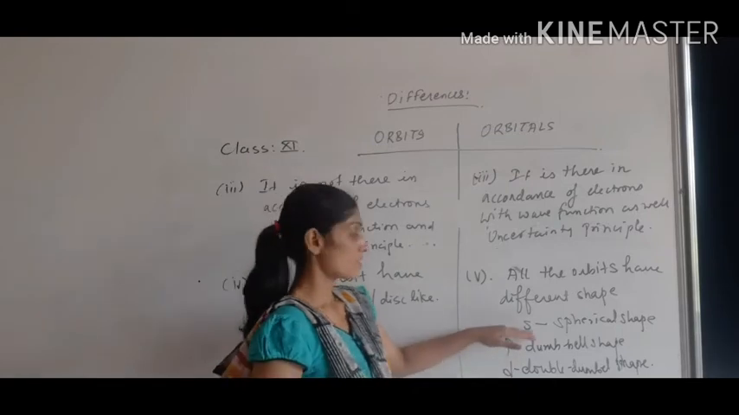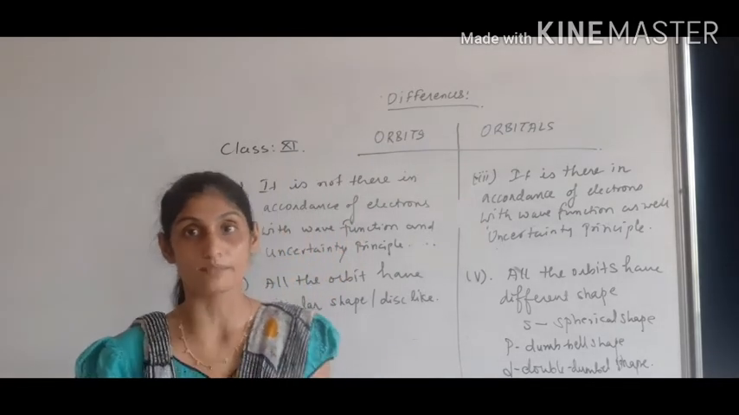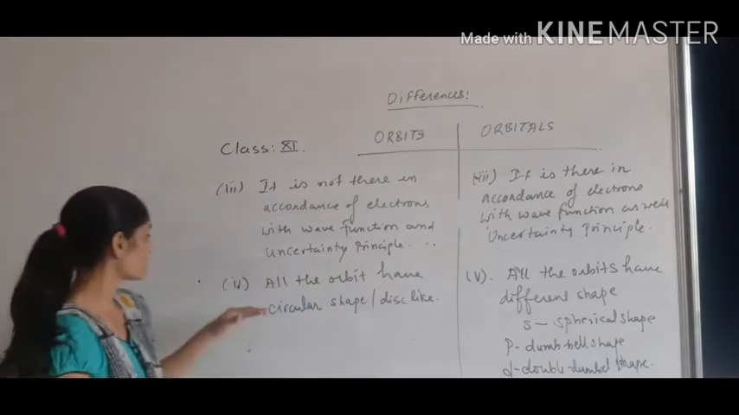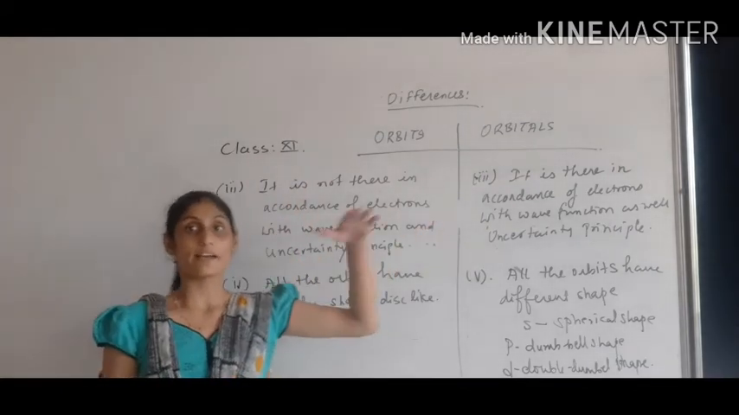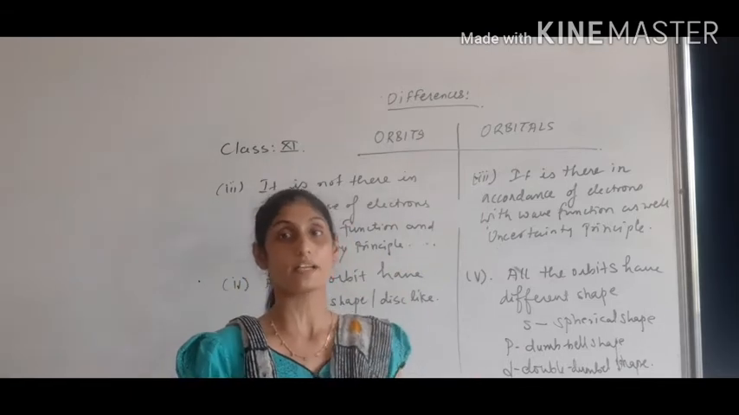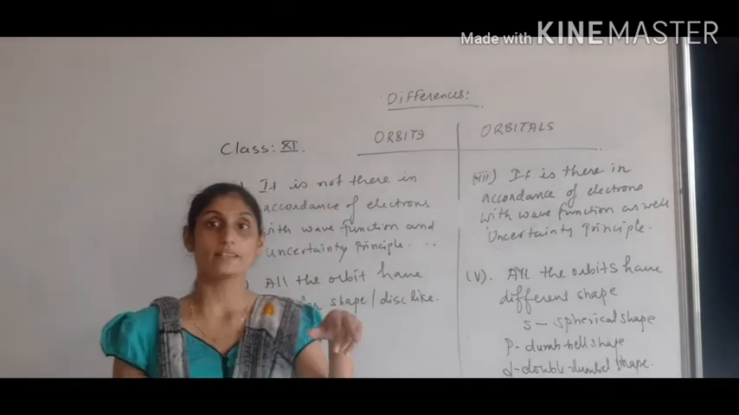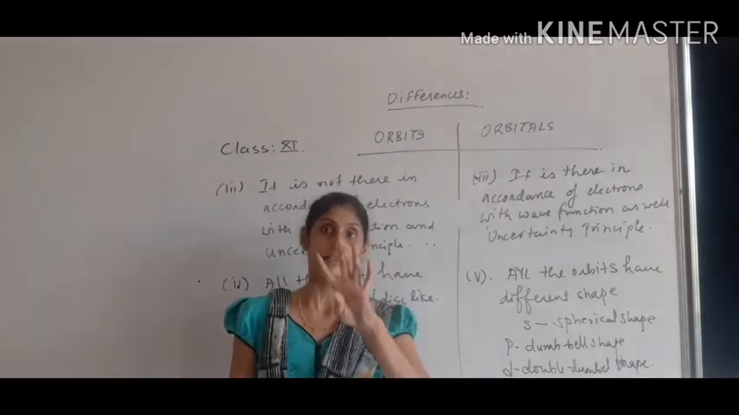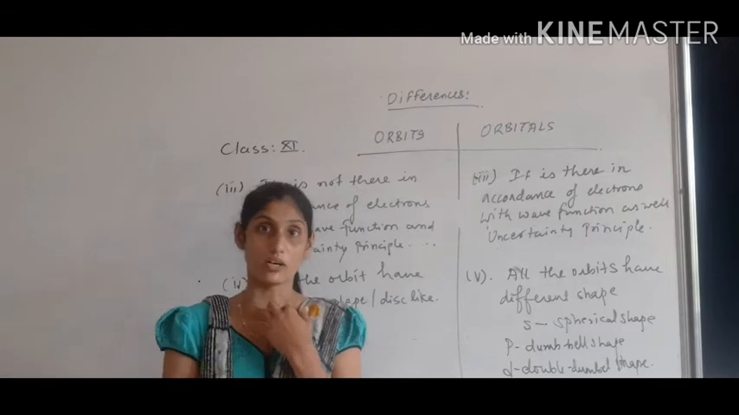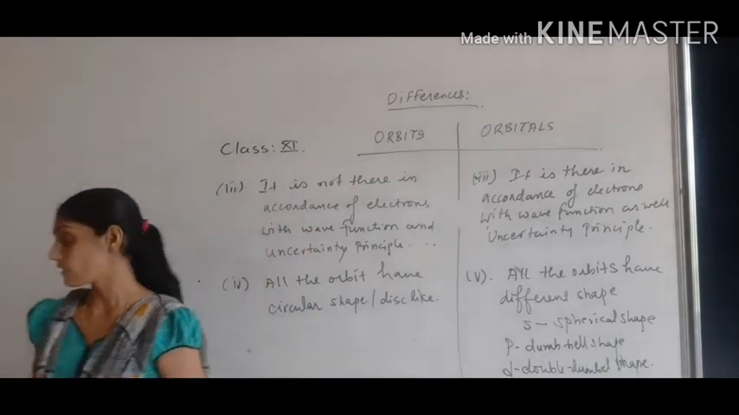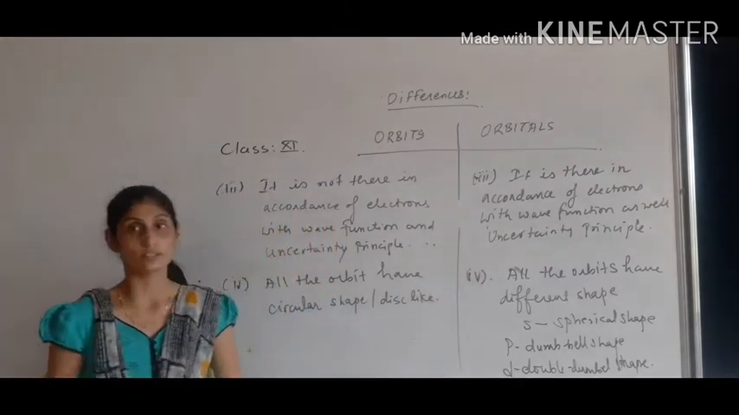Except s, all the orbitals have different kinds of shapes. s only has the spherical shape. That means all orbits have a spherical or disc-like shape, whereas orbitals have different shapes, and only s is spherical. p has a dumbbell shape, and d has a double dumbbell shape. When we talk about p, two lobes are there, that is the dumbbell shape, and four lobes are there on different axes, that is known as double dumbbell. We will learn that in the shapes of the orbitals later. Now copy the third and fourth points, then we move to the fifth one, children.